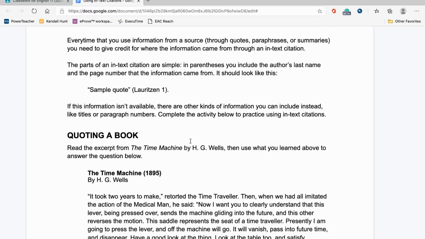We want to be clear. We want to give credit where credit is due. And so it's important that we know how to do an in-text citation. Now, there's multiple parts to a citation. There's what you do inside the text. That's the in-text citation. And then there's what you do at the end. That's a works cited entry. We're not talking about works cited entries in this video. We're just talking about in-text citations. Your teachers may also call these parenthetical citations because they show up in parentheses.